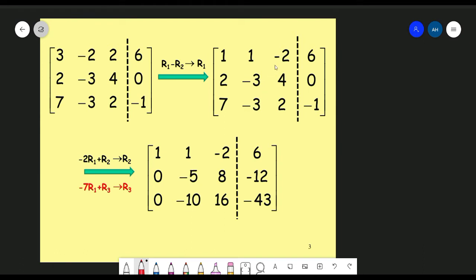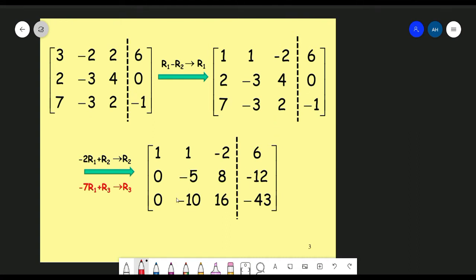Now, negative 2 times negative 2 is positive 4. 4 plus 4 is equal to 8. Therefore, we have number 8 at this position. Now, how come this number negative 12? We have negative 2 times 6, negative 12. Negative 12 plus 0 will be negative 12.